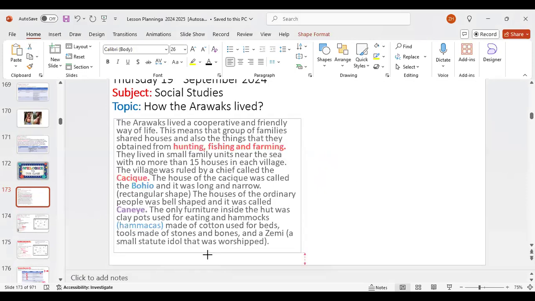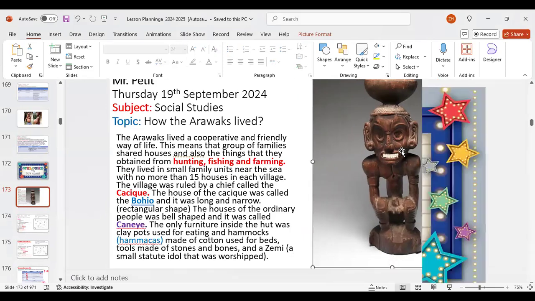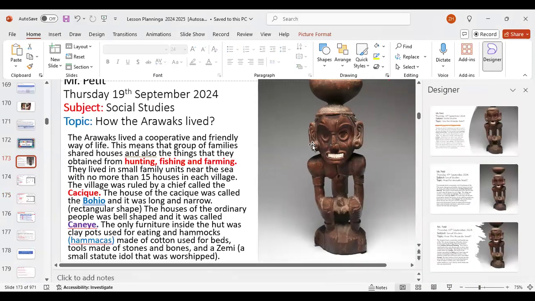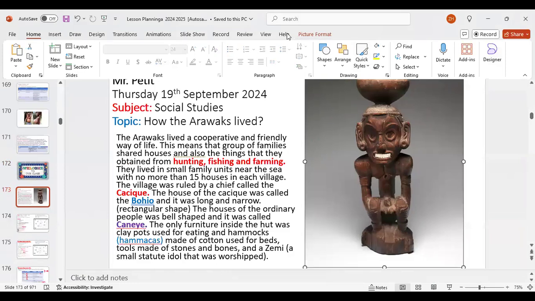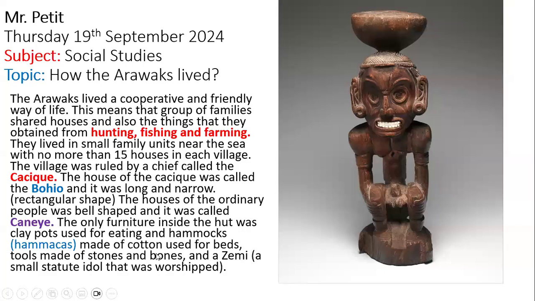Oh, I know what you mean. I think I see that statue somewhere before. Like this, yeah. That's a Zemi. People still make figurines like this, and some people put them in their house. Who does that? Elderly people.